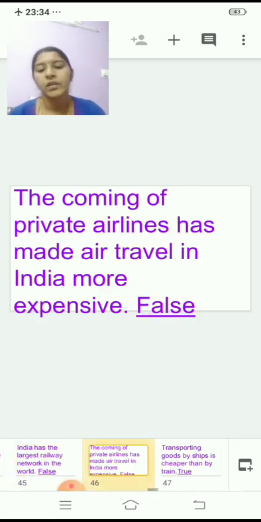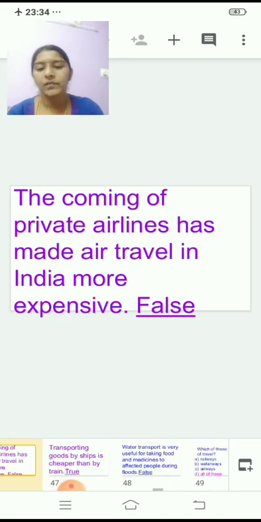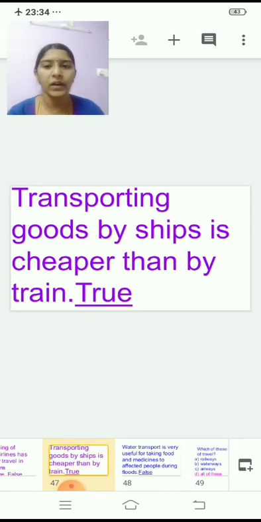The next one, the coming of private airlines has made air travel in India more expensive. When you have more airlines, it will not be much expensive. So the answer is false. When you have fewer airlines, we will have that expense. But when you have more airlines, we will not have this expense problem.